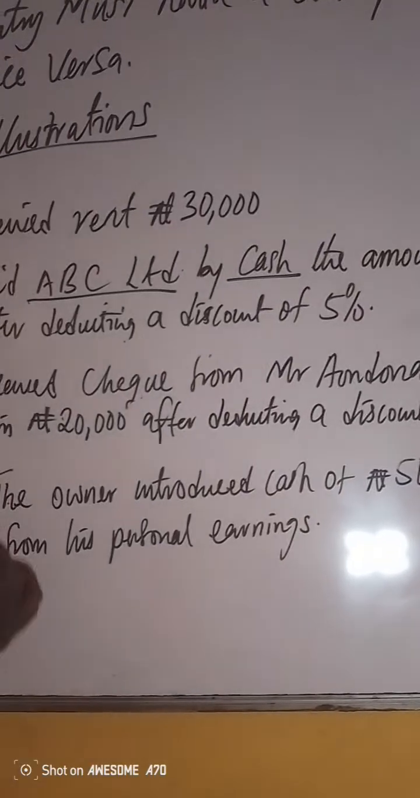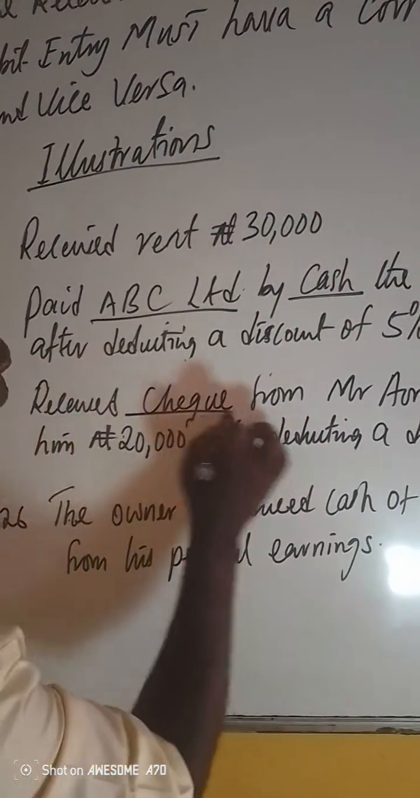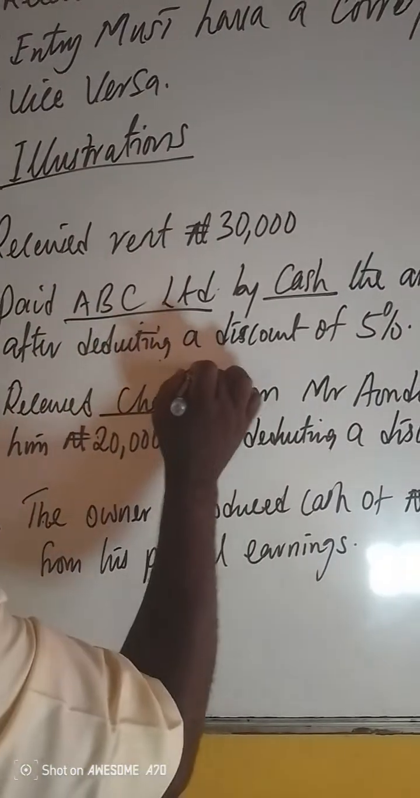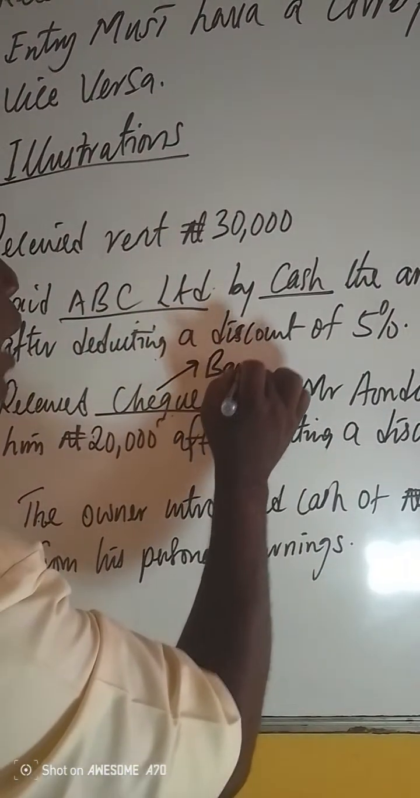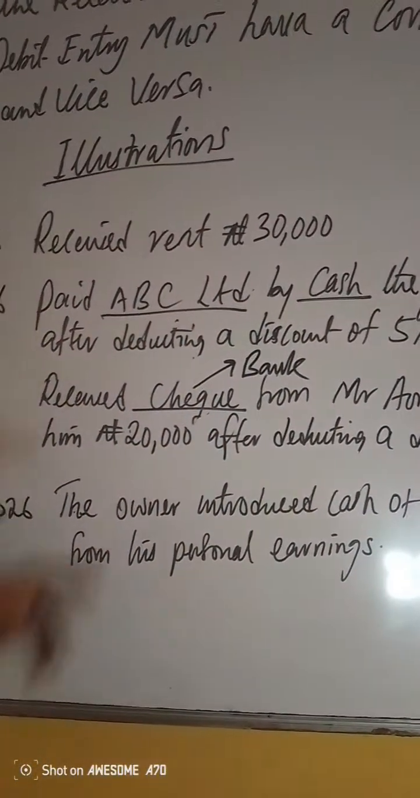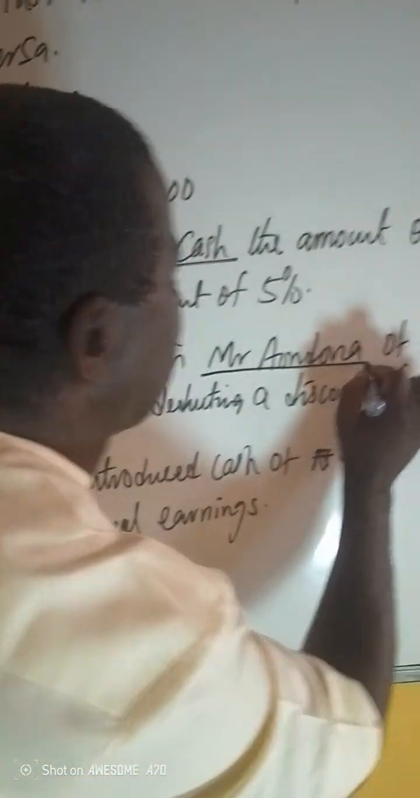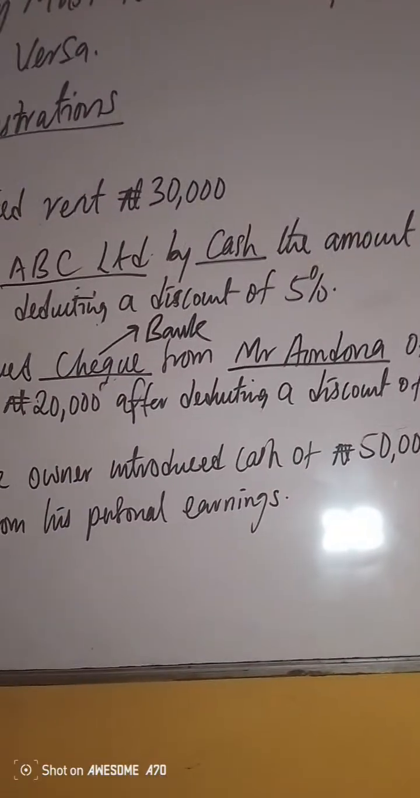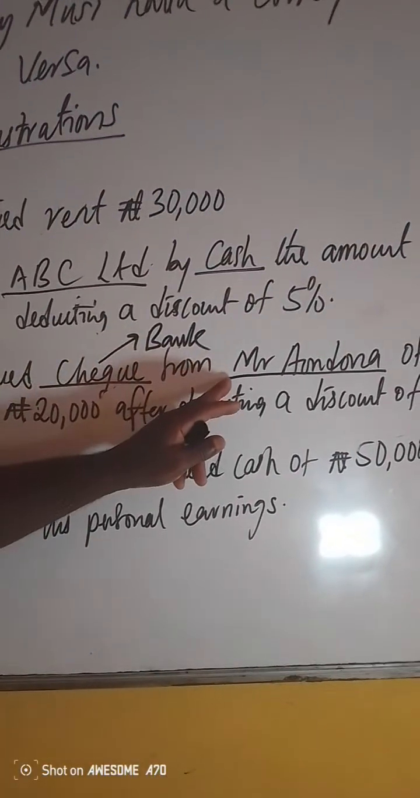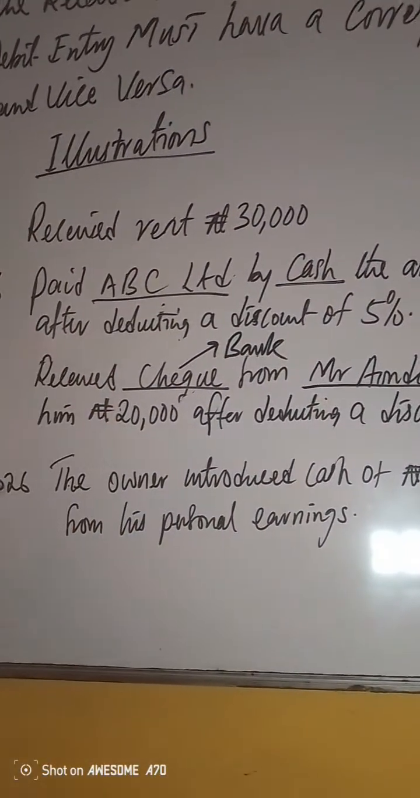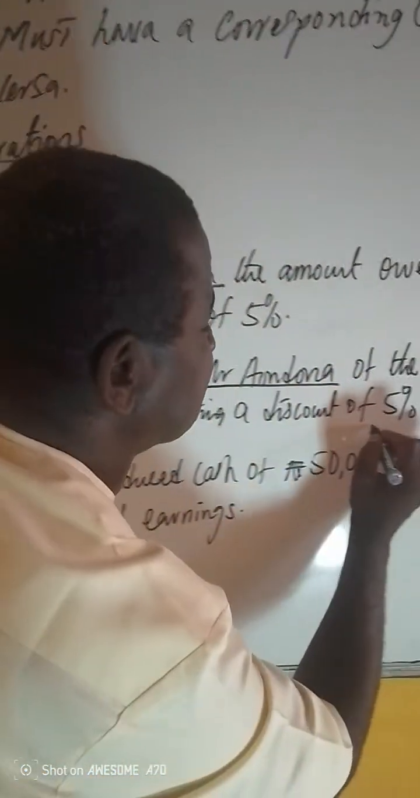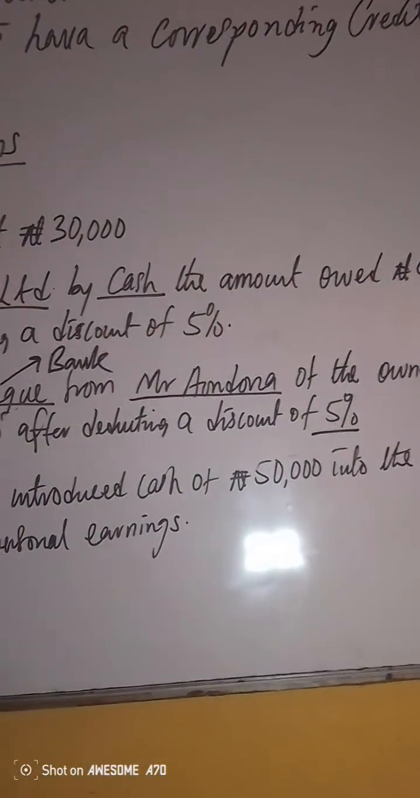Here, the account that receives becomes check, but don't use check. I emphasized in the previous video. Anywhere you see check, you should use bank. The bank becomes the receiver account, while Mr. Ondana becomes the giver account. So Mr. Ondana is giving, while bank is what? Receiving. But there was a discount of 5% in the process of the transaction.